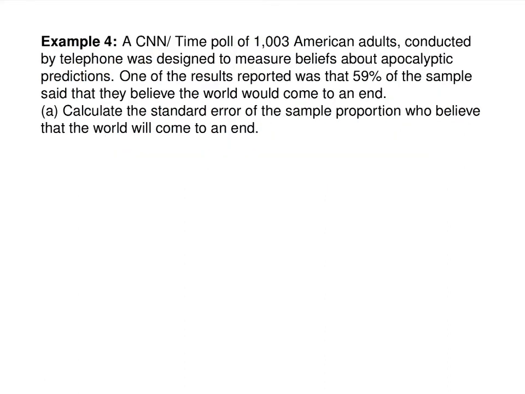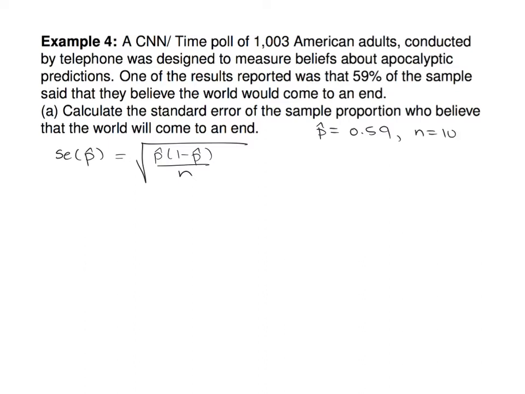So a CNN Time poll of 1,003 American adults, which was conducted by telephone, was designed to measure beliefs about apocalyptic predictions. One of the results reported was that 59% of the sample said they believe the world would come to an end. I think that was in their lifetime. So first, find the standard error of the sample proportion who believe that the world will come to an end. So the standard error of p hat is equal to the root of p hat times 1 minus p hat over n. And notice that p hat is the sample proportion, or 0.59, and n is the sample size, 1,003.